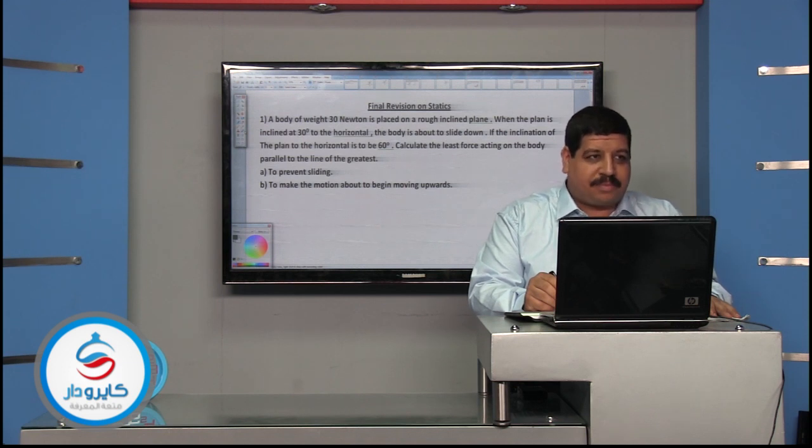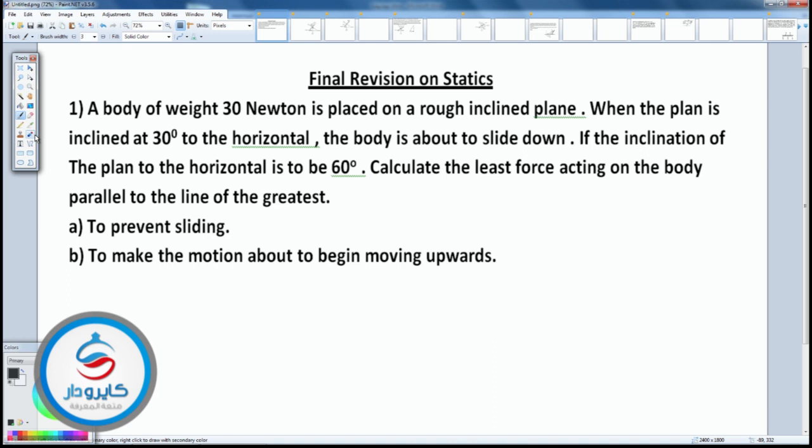Question number one. A body of weight 30 newtons is placed on a rough inclined plane. When the plane is inclined at 30 degrees to the horizontal, the body is about to slide down. If the inclination of the plane to the horizontal is to be 60 degrees, calculate the least force acting on the body parallel to the line of greatest slope: A, to prevent sliding; B, to make the motion about to begin moving upwards.